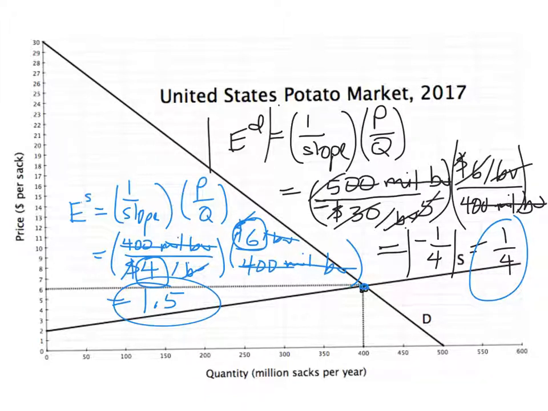So buyers can't switch away from this market. Sellers can. Buyers thus pay a much higher share of the tax on potatoes.